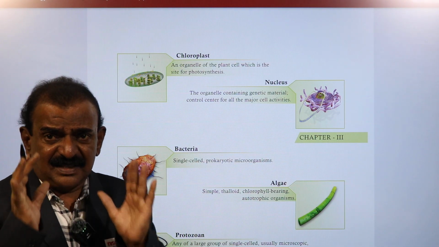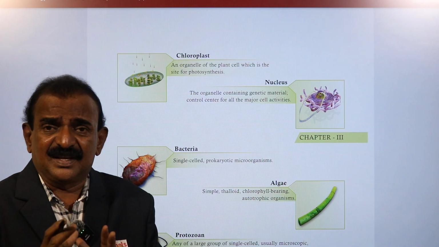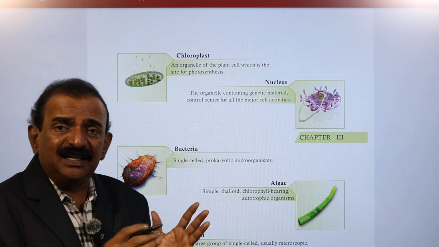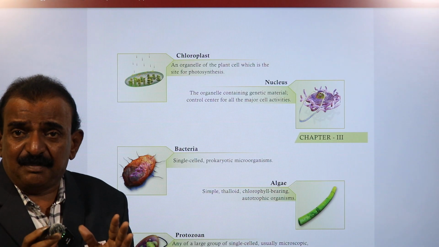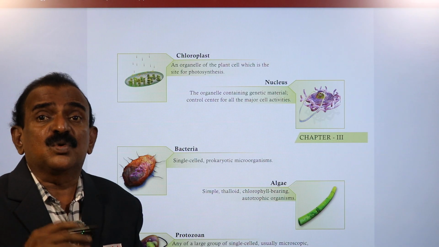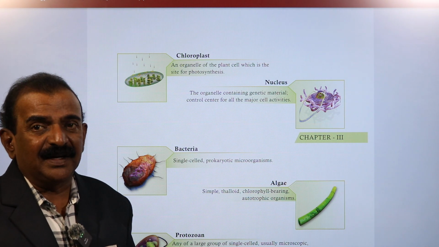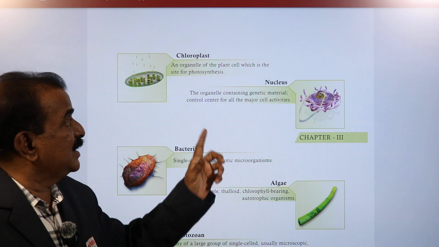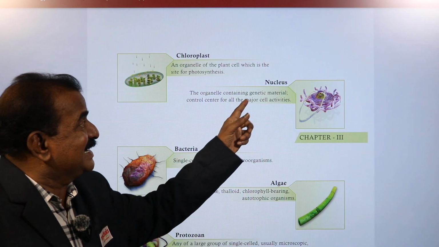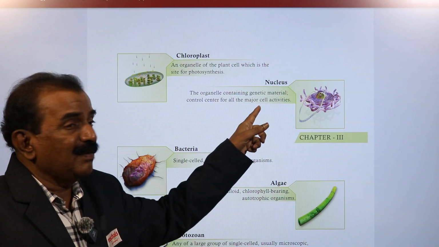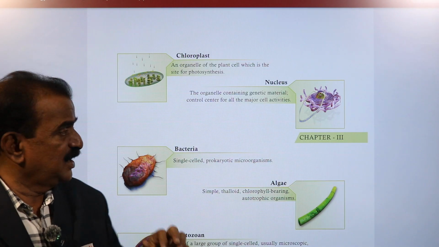So here the nucleus is present at the center of the cell in the case of an animal cell, and in the case of a plant cell it is present peripheral to the cell, that is, near the plasma membrane. The nucleus is called the control room, and it consists of chromatin, and chromosomes are present. It is an organelle containing genetic material and controls the center of all major activities, and that is called the nucleus.